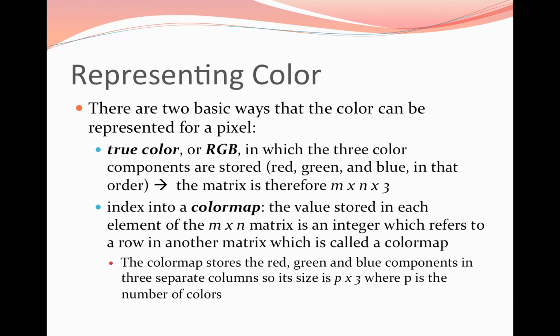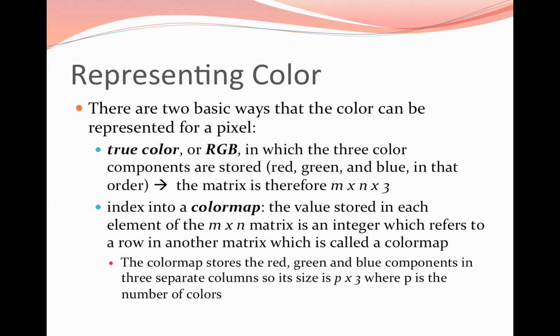The true color, or the RGB method, where RGB stands for red, green, blue. The three color components are stored in that order, red, green, and blue. The matrix is actually a three-dimensional matrix. So the m by n, that's the dimensions of our image matrix. The three layers of the matrix are the red, the green, and the blue components.